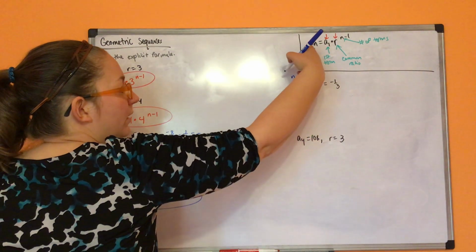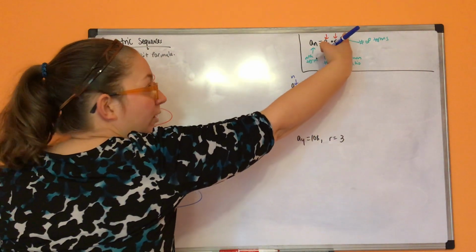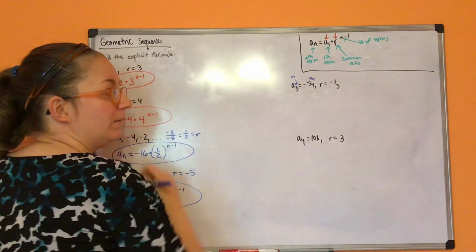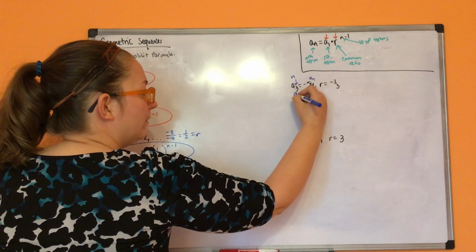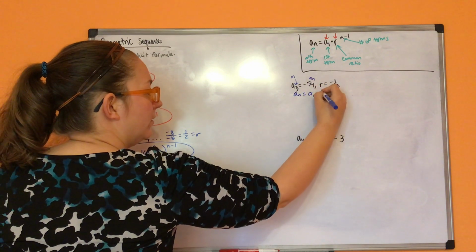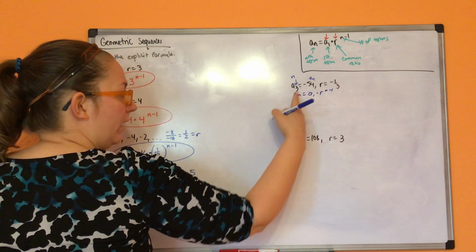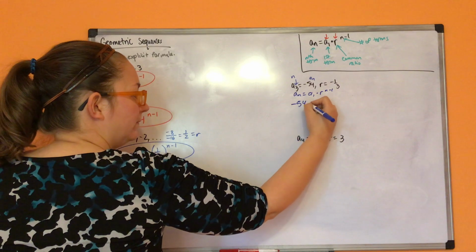I'm going to take AN, R, and n and plug them in my formula, which will give me everything I need to find A1. So I'm going to write the formula just so we see it a little easier. AN is -54.